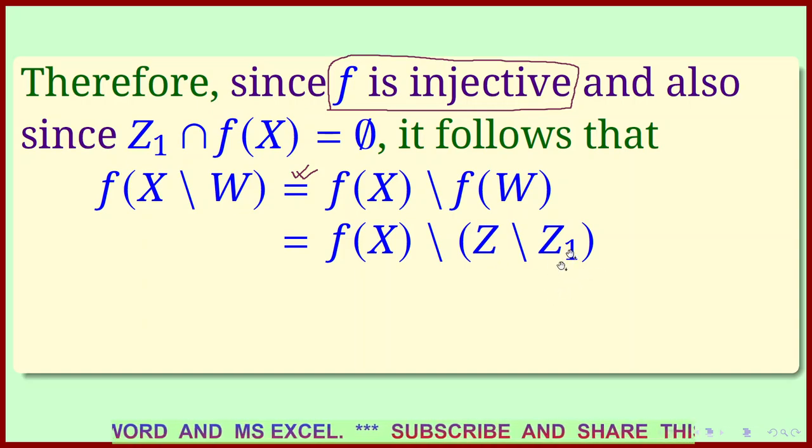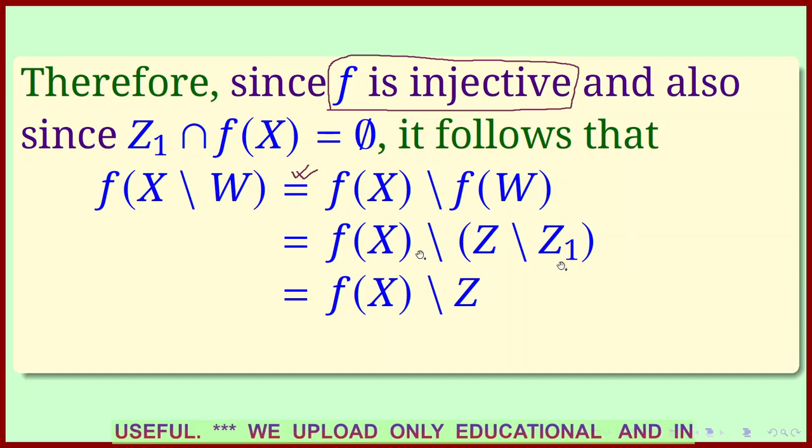Now z1 has nothing in common with f(x); z1 intersection f(x) is empty. So whether you subtract z1 from here or not, it makes no difference. Therefore, this is actually equal to f(x) minus z, because z1 has nothing in common with f(x). Even if you don't subtract z1, it will not make any difference. So this is actually equal to this one.